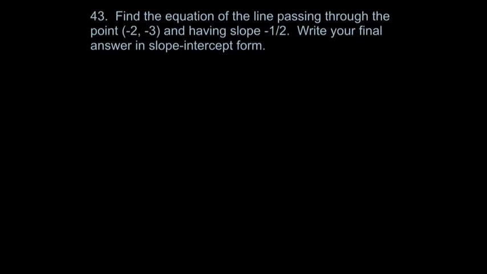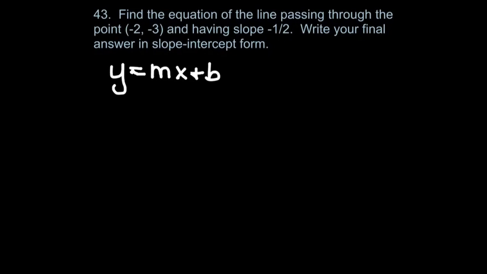For number 43, we're asked to find the equation of the line passing through the point -2, -3, and having slope -1/2. We want to write our answer in slope-intercept form. Well, if you start with slope-intercept form, which is y equals mx plus b, I have enough information to fill in everything except the y-intercept. That's the only thing I don't know.